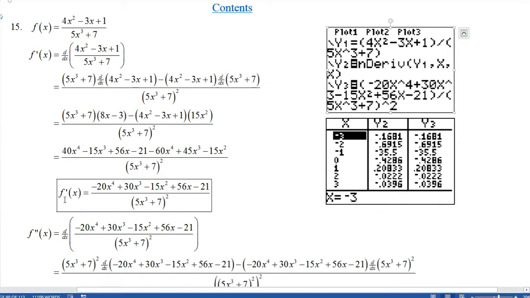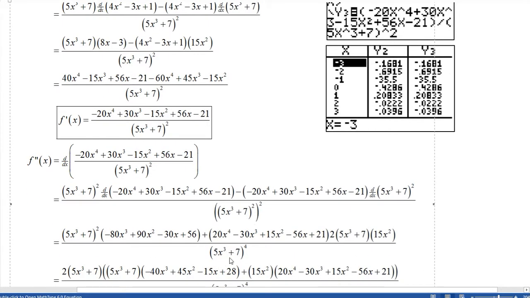So the second derivative is the derivative of the first derivative, so it's the derivative of this. Again, we're going to use the quotient rule, because that is the outermost function. If we think of this as a composition or a chain of steps, the last step in that chain is division. So we use the quotient rule. The quotient rule says take the bottom, which is 5x cubed plus 7 squared, times the derivative of the top, so that's the derivative of that fourth degree polynomial, minus the top times the derivative of the bottom, over the bottom squared.